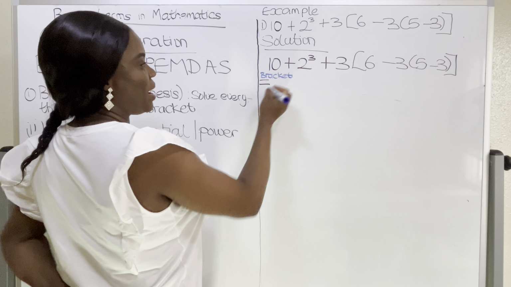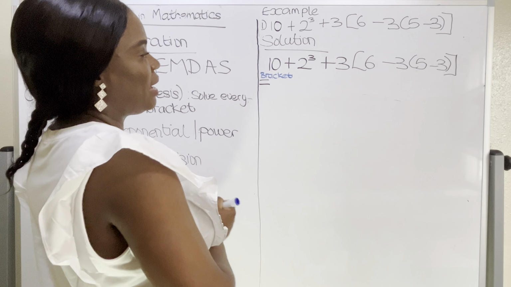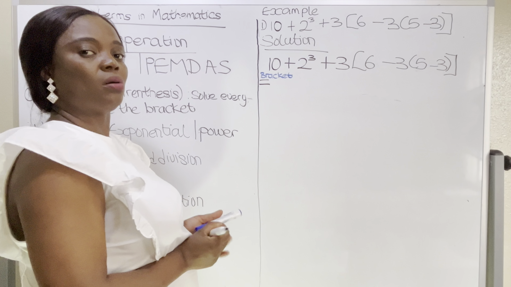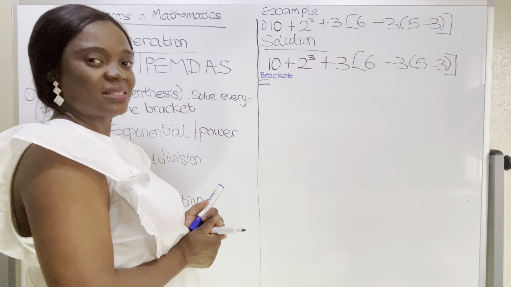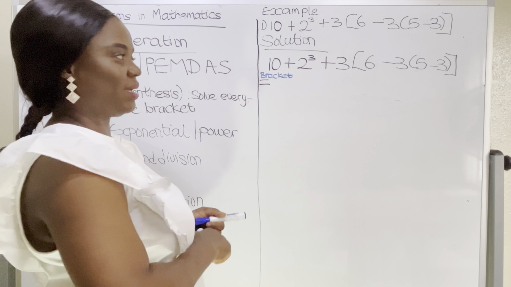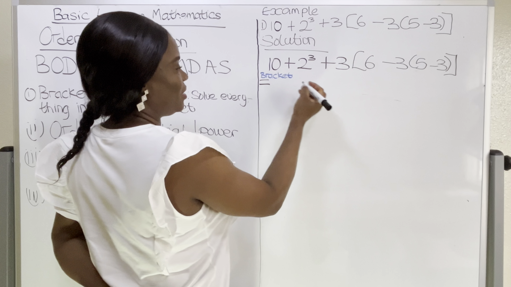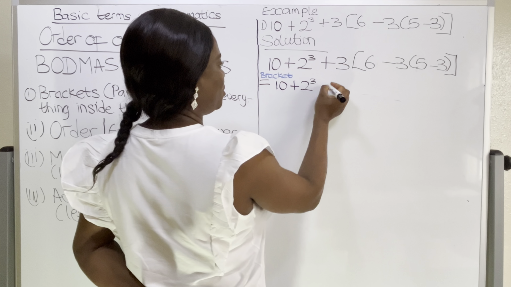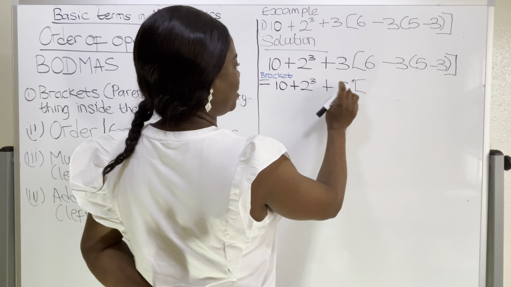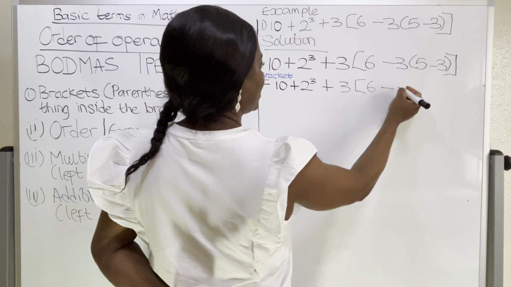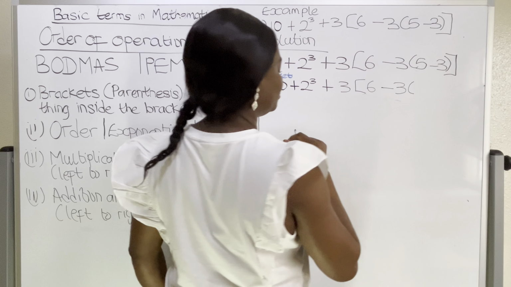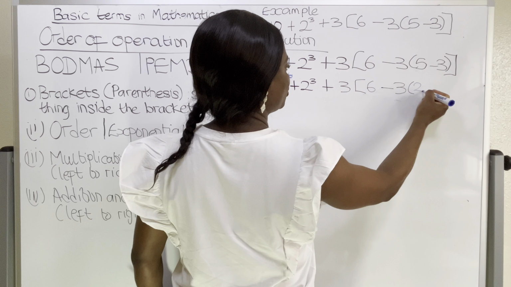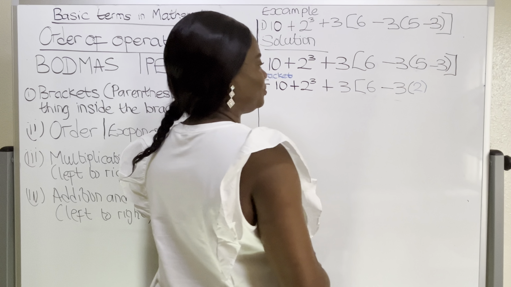I'm going to take care of the brackets. I will start with the innermost brackets. If it has several brackets or a bracket inside a bracket, start with the innermost bracket. That means the next line is going to be 10 plus 2 cube plus 3 bracket 6 minus 3. The bracket first, 5 minus 3, 2, close the brackets.